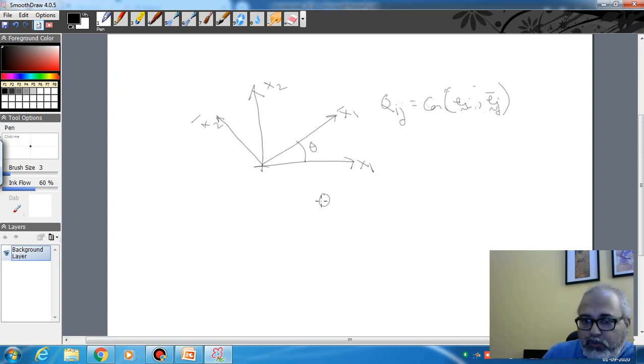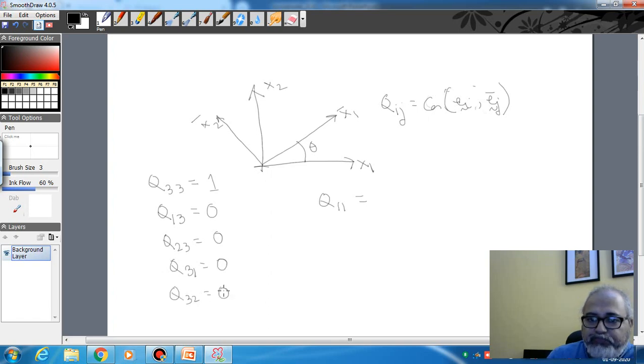Now Q11. Okay, firstly Q33 is 1 because the angle between E3 and E3 bar is 0. Q13 is 0 because the angle between E1 and E3 bar is 90 degrees, and similarly Q23 is also equal to 0. Q31 is 0. Q32 is also 0. Now Q11 is cos of the angle between this and this, which is equal to cos theta. Q22 is the angle between this and this, which is also equal to theta. So this is also cos theta.